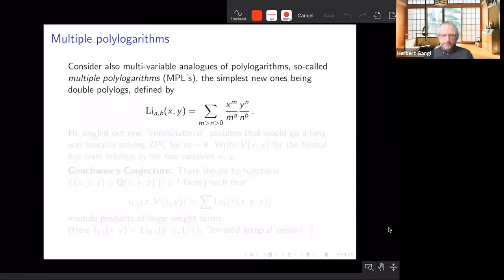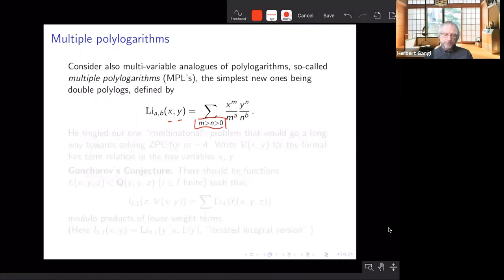That was the gist. And so he suggested to also invoke multivariable analogs of the original polylogs. They're called multiple polylogs. And the simplest ones are in depth 2, where the depth counts the number of variables. We have the double sum, but the summation is restricted to a cone.